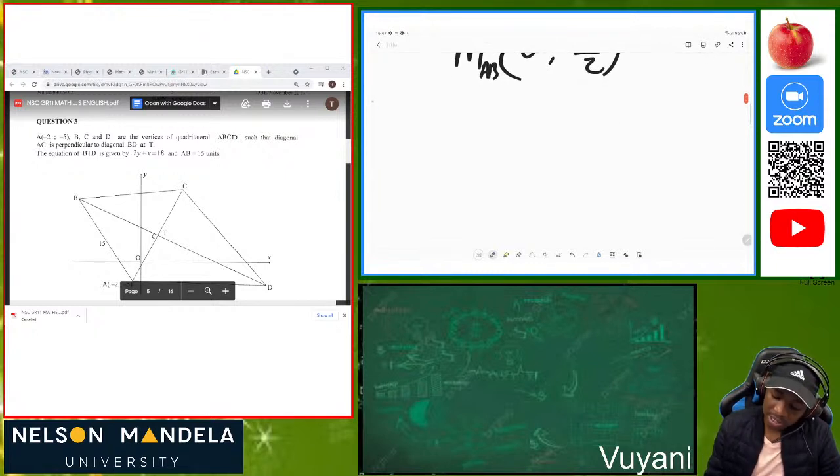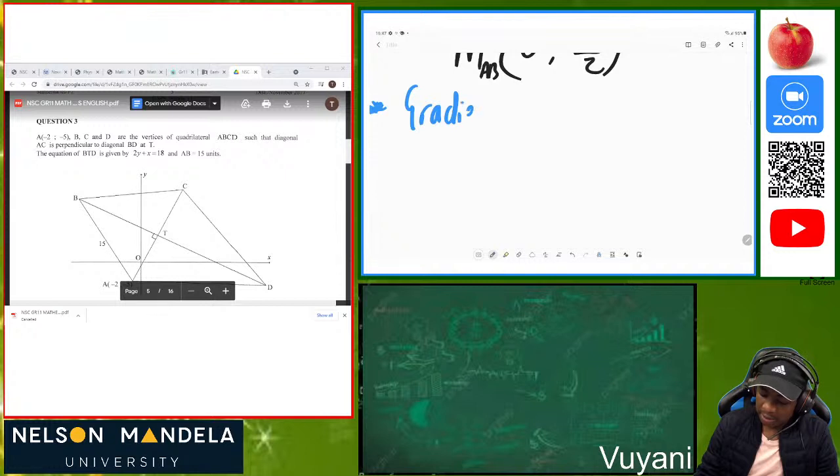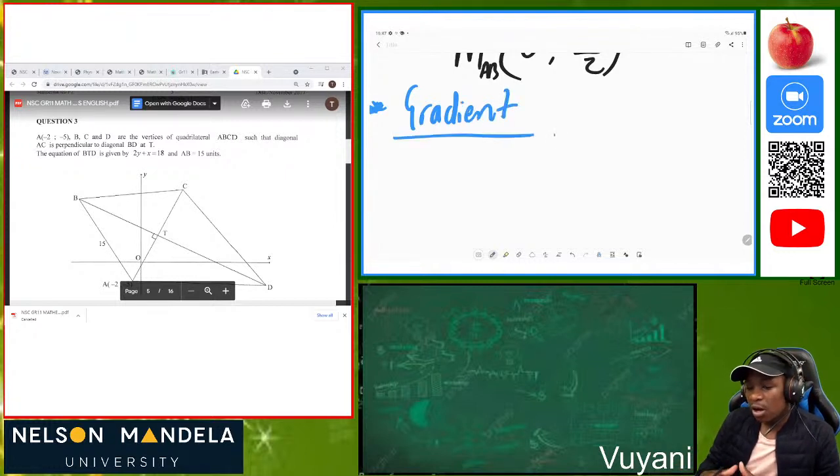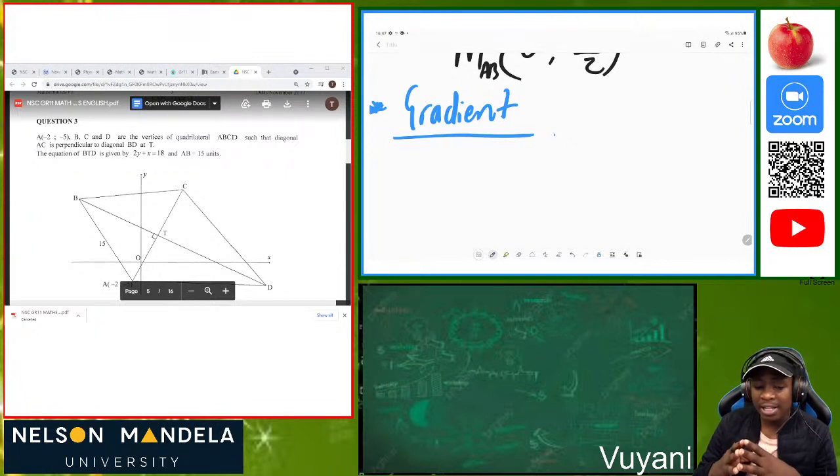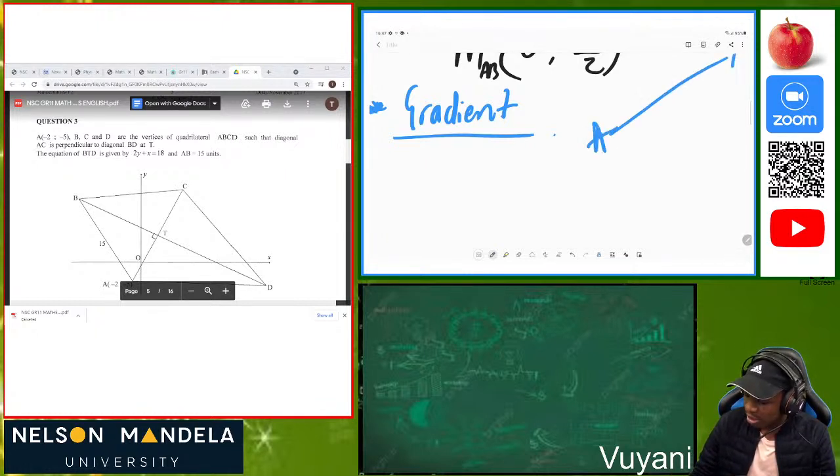Then the last one, not the least, before we do more questions, we have what we call the gradient, calculating the gradient. The gradient of a line is what determines whether the line will be steep or not steep. Bear in mind that the gradient can be negative or positive. And the gradient is so essential when we are determining the equation of these lines. For instance, for this line AB, if we are told to determine the equation of the line, we need that gradient.